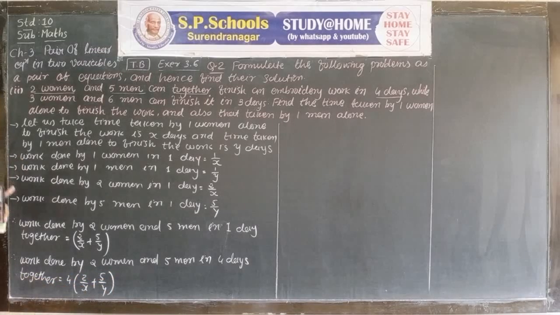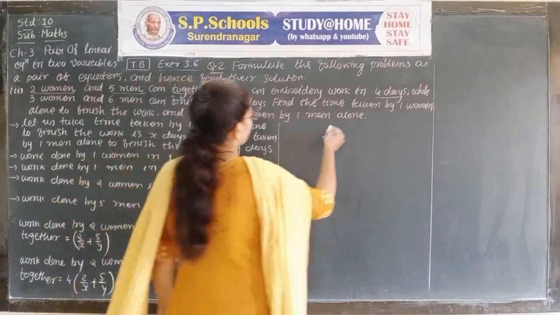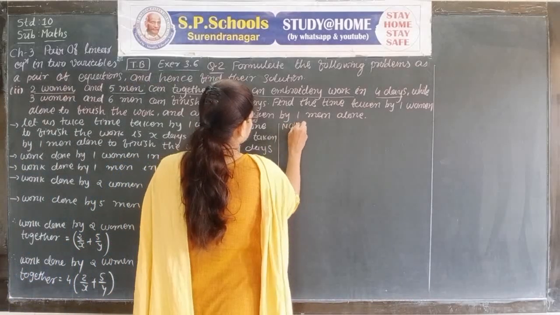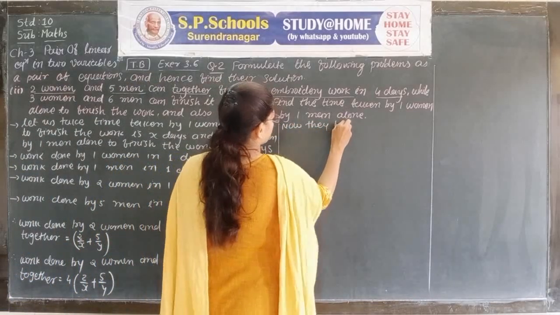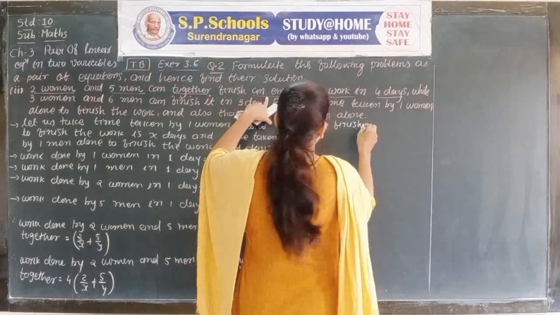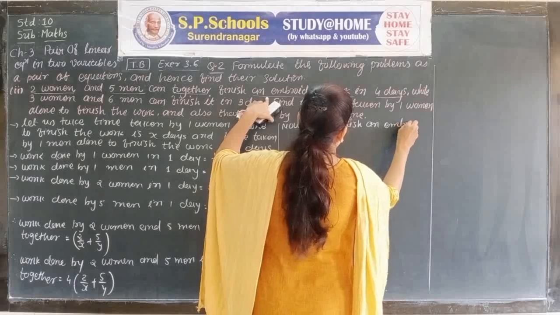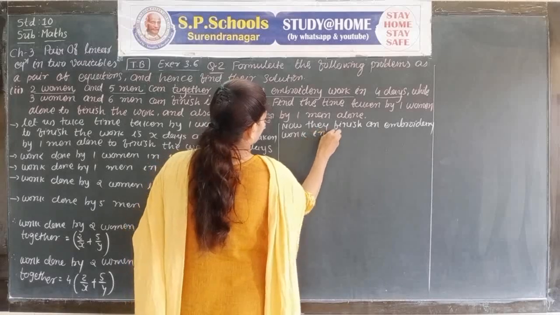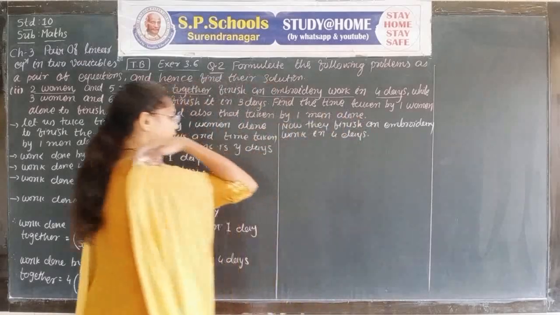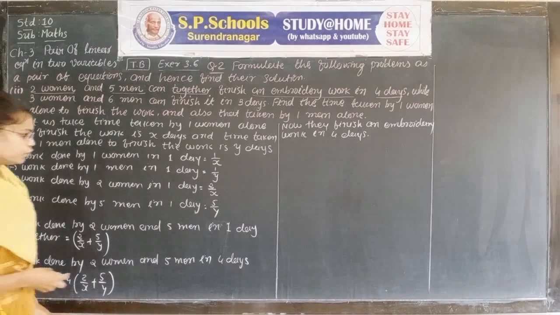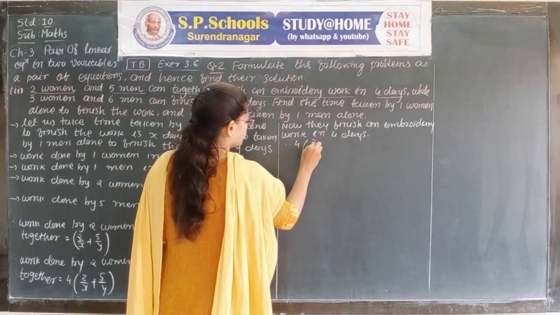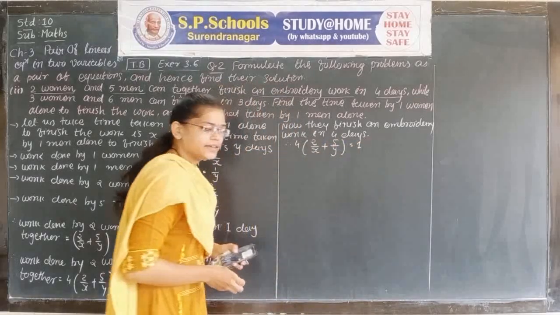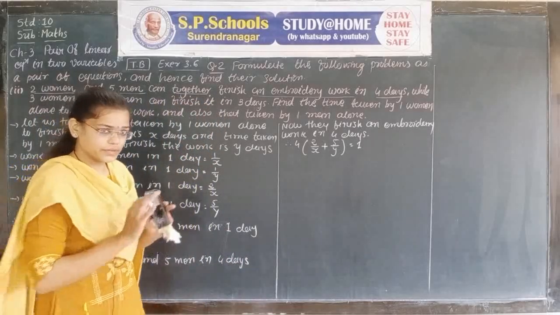But we know that in 4 days they completed one embroidery work. They have finished the embroidery work in 4 days. That's why the equation obtained here is 4 into bracket 2 upon x plus 5 upon y is equal to 1. Why is it 1? One embroidery work is finished, the whole work is finished, equal to 1.